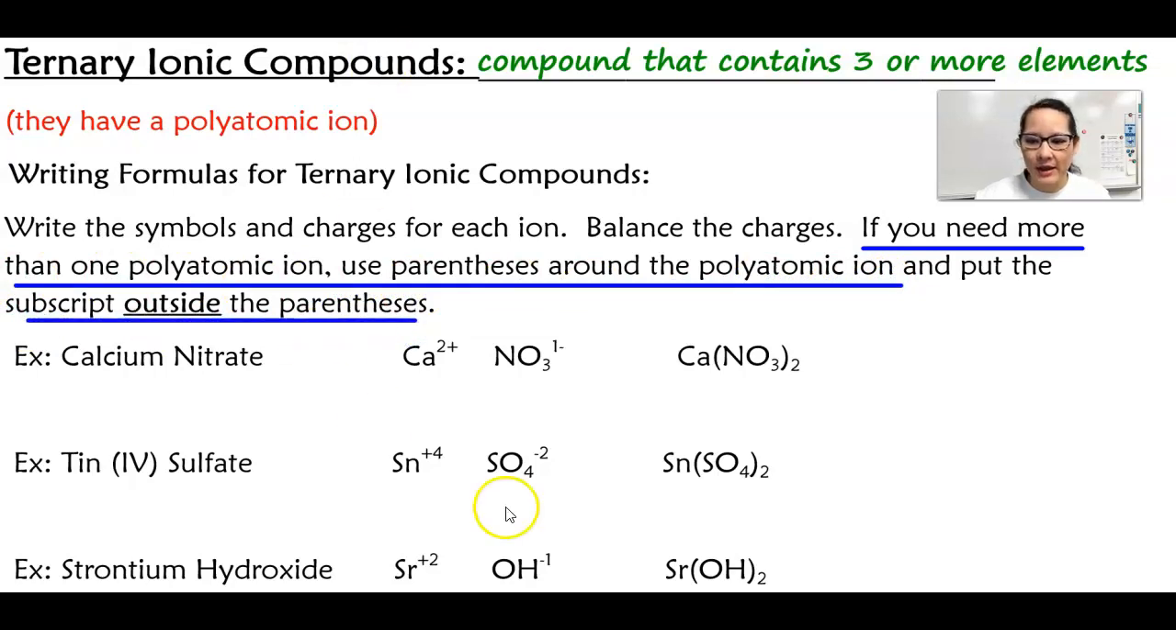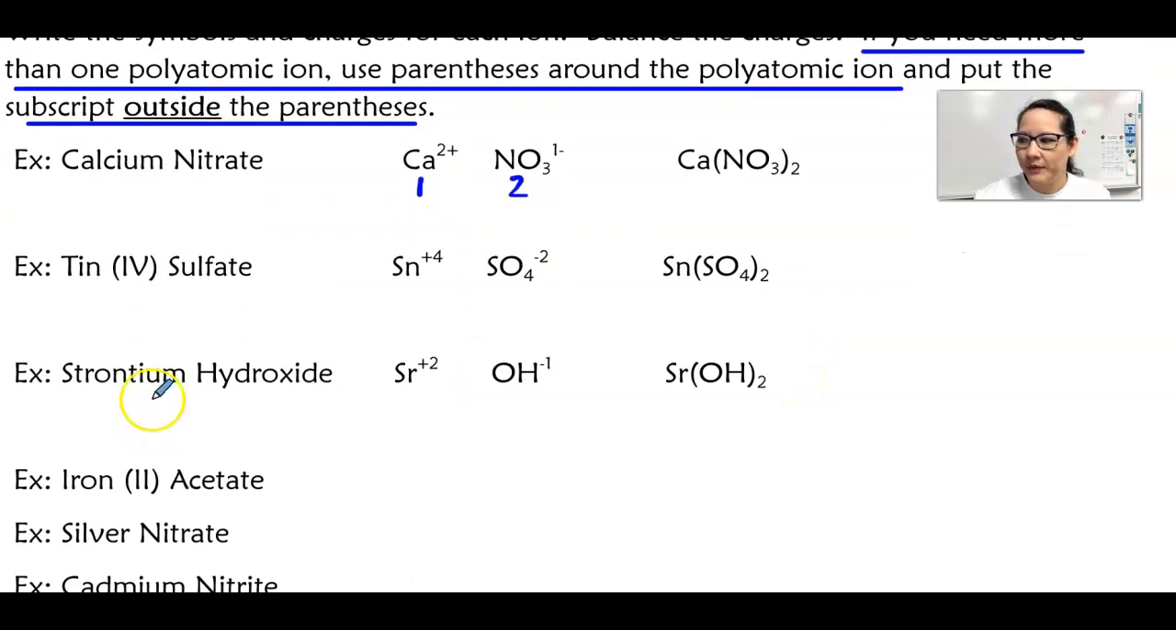So what that looks like is we have calcium, which is Ca2+. Nitrate is a polyatomic ion, and we know it because it ends in -ate. That's NO3 with a -1 charge. To balance these, I'm going to need 2 -1s to balance that +2. So I just need 1 calcium and I need 2 of the nitrates. Since we need more than 1 nitrate, it's going to go in parentheses and the 2 will go on the outside of the parentheses. Let's look at another example.